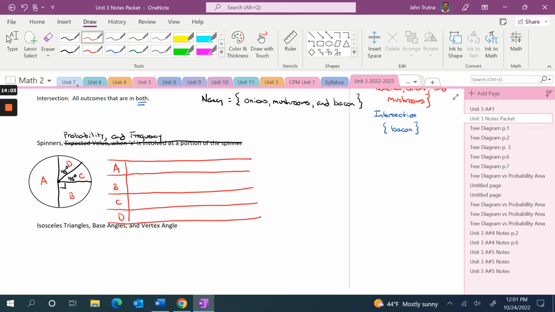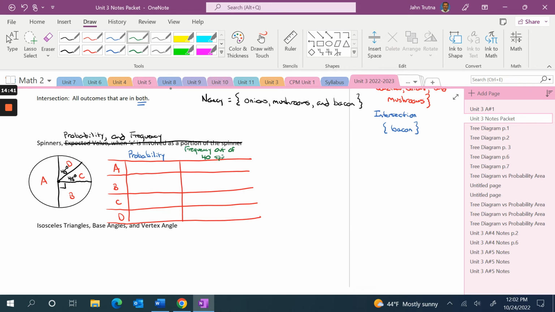First column is going to be the letters. Second column is going to be probability. And then the third column is going to be frequency. Okay, so the second column is going to be titled probability. Sorry, I have to say that out loud, or I spell it wrong all the time. And the third column is going to be frequency out of 40 spins.